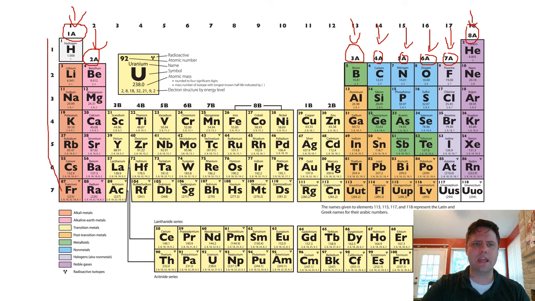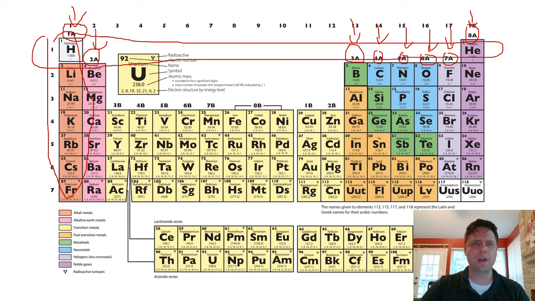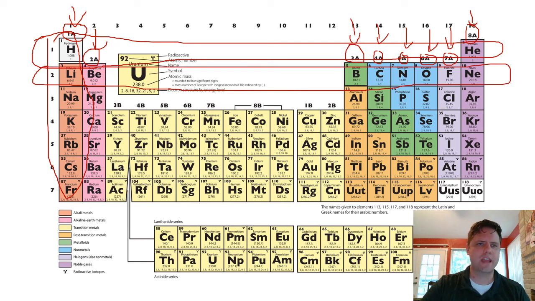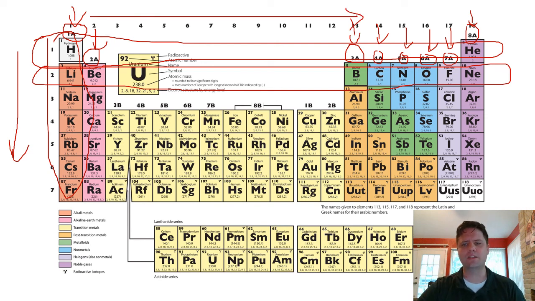Remember, everything in a column has similar properties. Everything across this way tells you the energy level in which the valence electrons are put. So as we move down the periodic table, we get into higher and higher energy levels. As you move down, the atomic radius gets larger. As you move to the right, the atomic radius gets smaller. Remember the green ones here are called the metalloids, or the semiconductors. Everything to the left of that staircase are called the metals. Everything to the right of the staircase are called nonmetals.